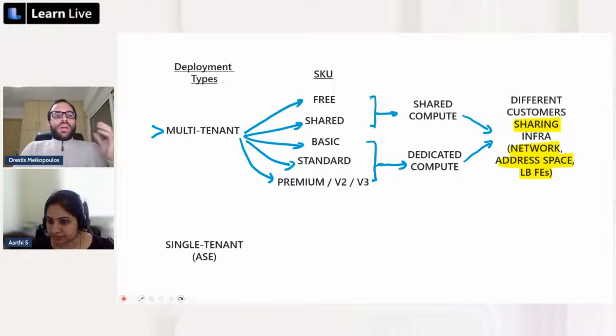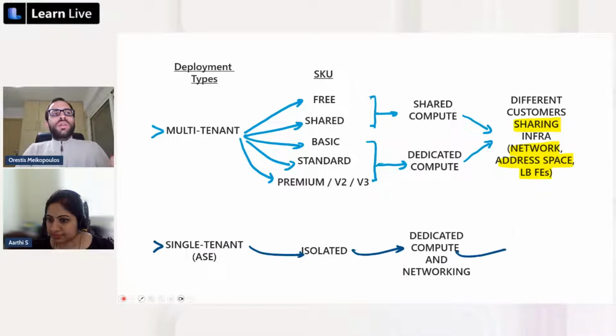We also have another deployment type, which is the single tenant or else app service environment, which hosts isolated SKU app service plans directly inside your own Azure Virtual Network. So in this case, both networking and compute infrastructure are dedicated to you only.